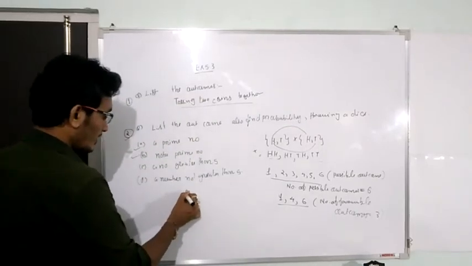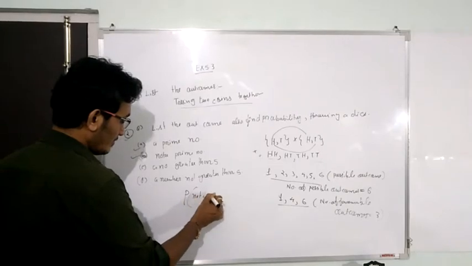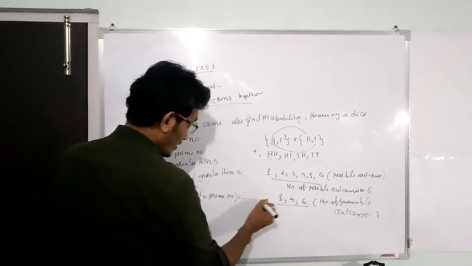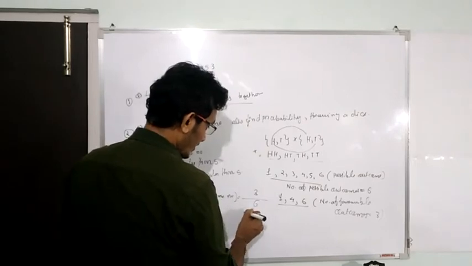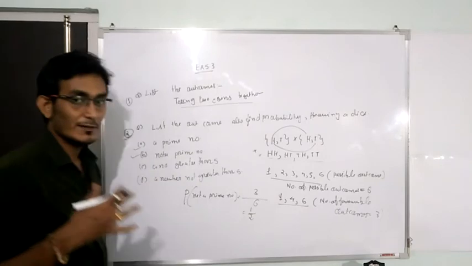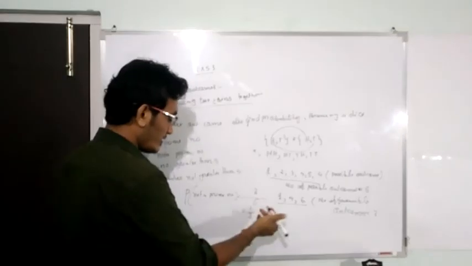So what should be the probability? Again the same technique: probability of getting not a prime number. So 3 by 6, again 1 by 2. 3 is the number of favorable outcomes, because there are 3 non-prime numbers and the total number is 6, so 3 by 6 is 1 by 2.